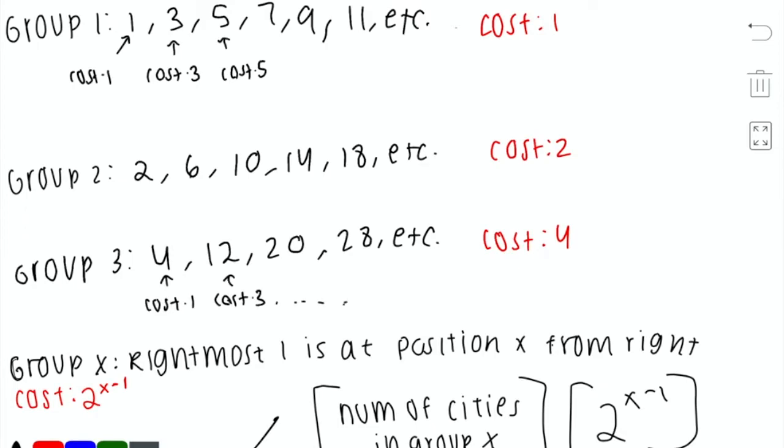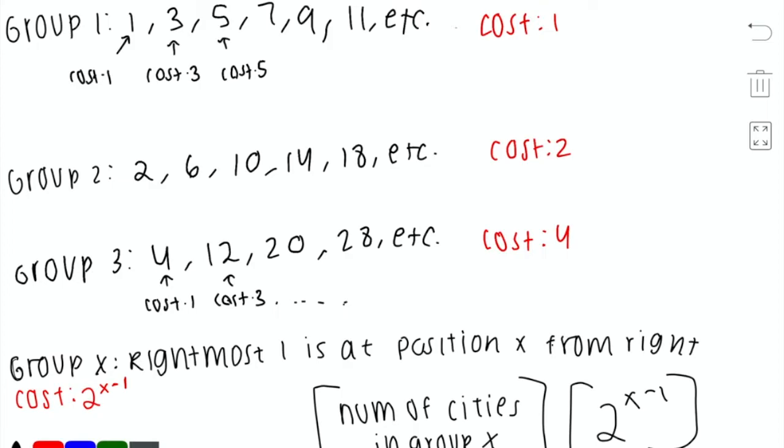So we notice that each of the values in the group are essentially the odd multiples of the cost associated with that group. And so based on this, we can actually come up with a formula for calculating the number of numbers in each group.